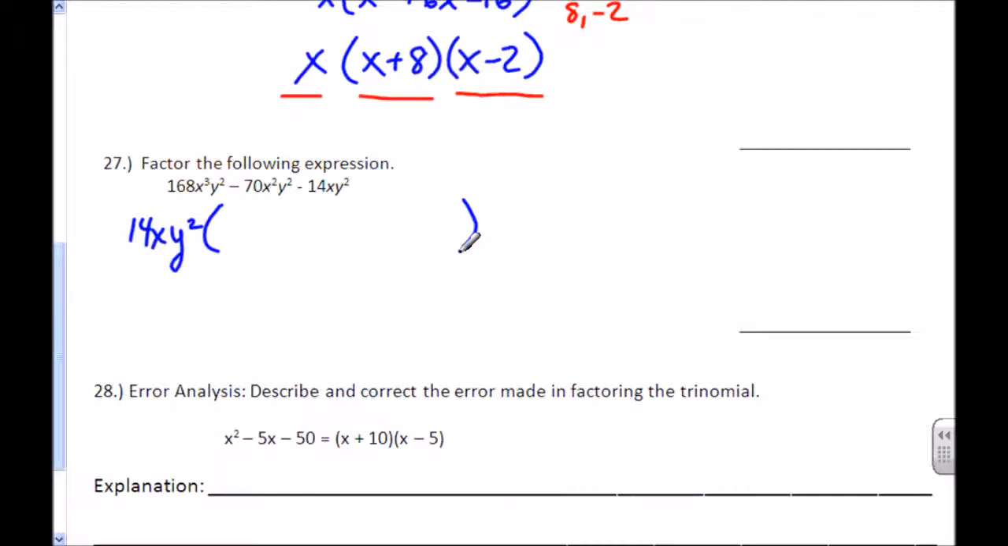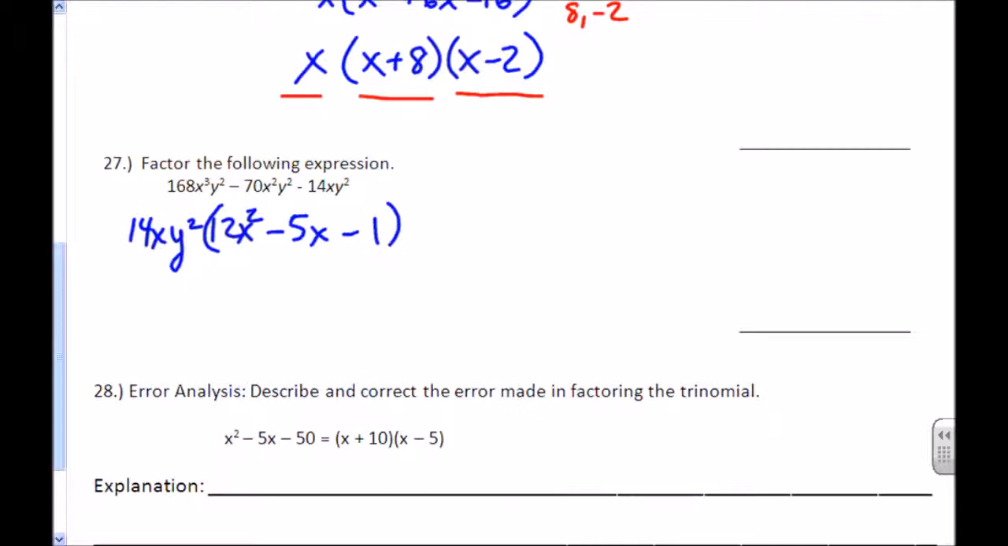For this one, the 168 divided by the 14, let's see, that's going to be a 12. So that leaves me with a 12x squared, because the x cubed and the x cancel out to an x squared. The y squareds cancel out. Minus, that's going to be a 5x. And then the last piece, this is just going to be minus a 1, because that's my entire factor that just got taken out.